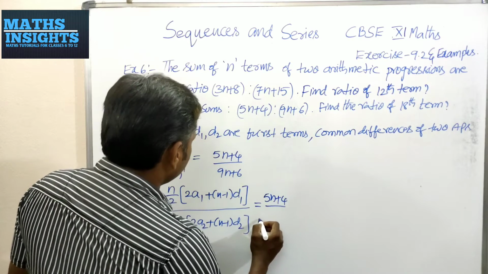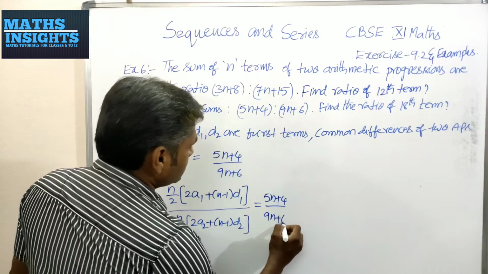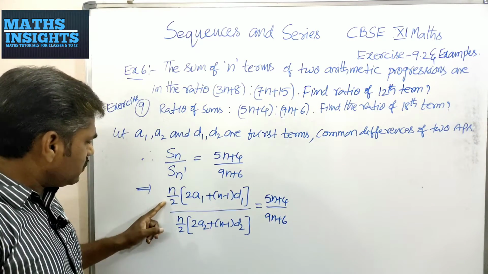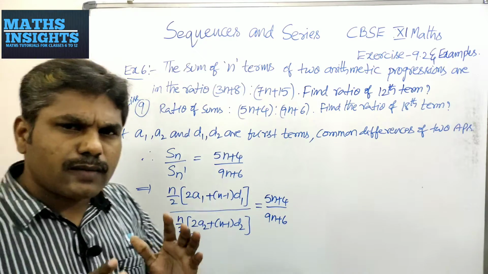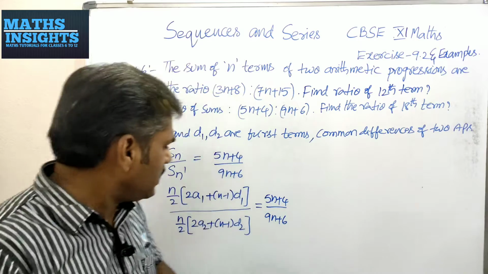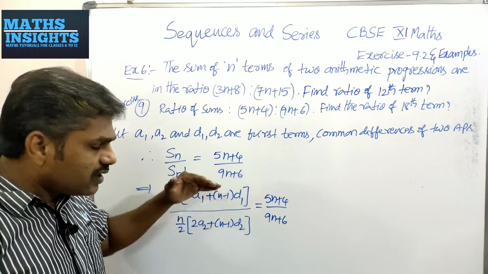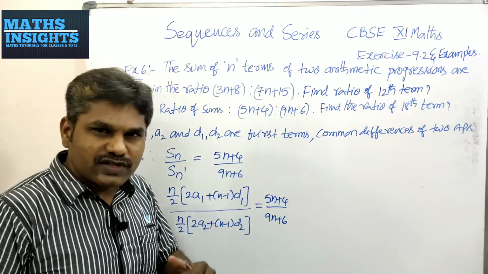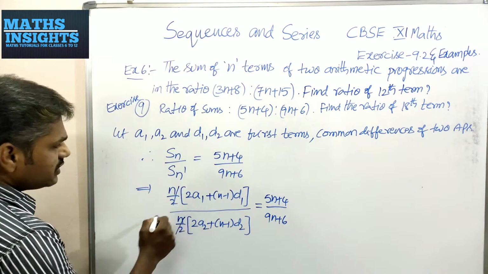Equating it as (5n + 4)/(9n + 6). This n/2 is the same in both the progressions. Why? Because it indicates the number of n terms. That means the sum of n terms is the same, but a1, d1, a2, d2 are different in the two arithmetic progressions. Are you following, my dear children? So I am going to cancel these two.